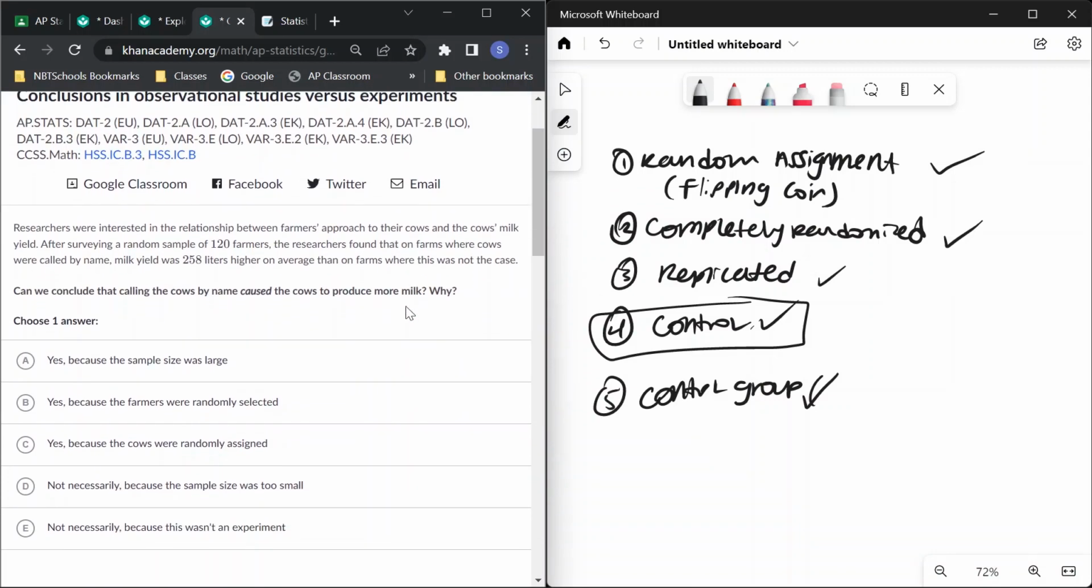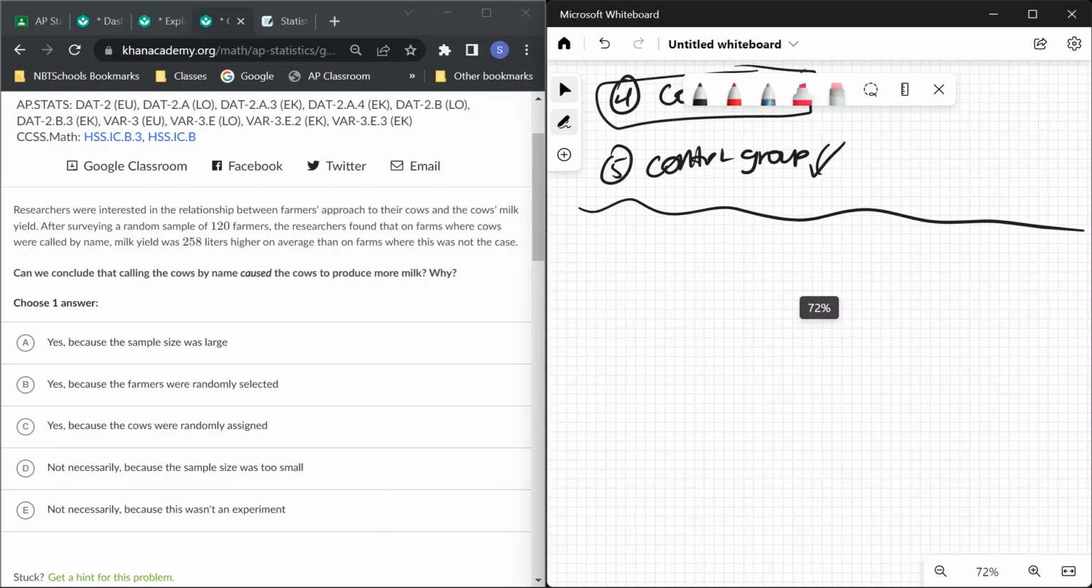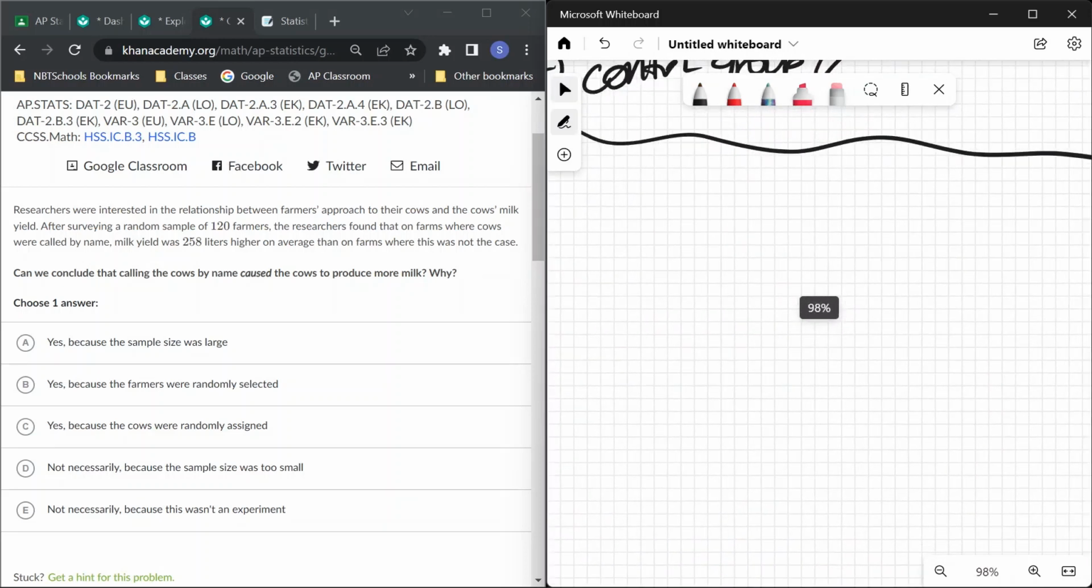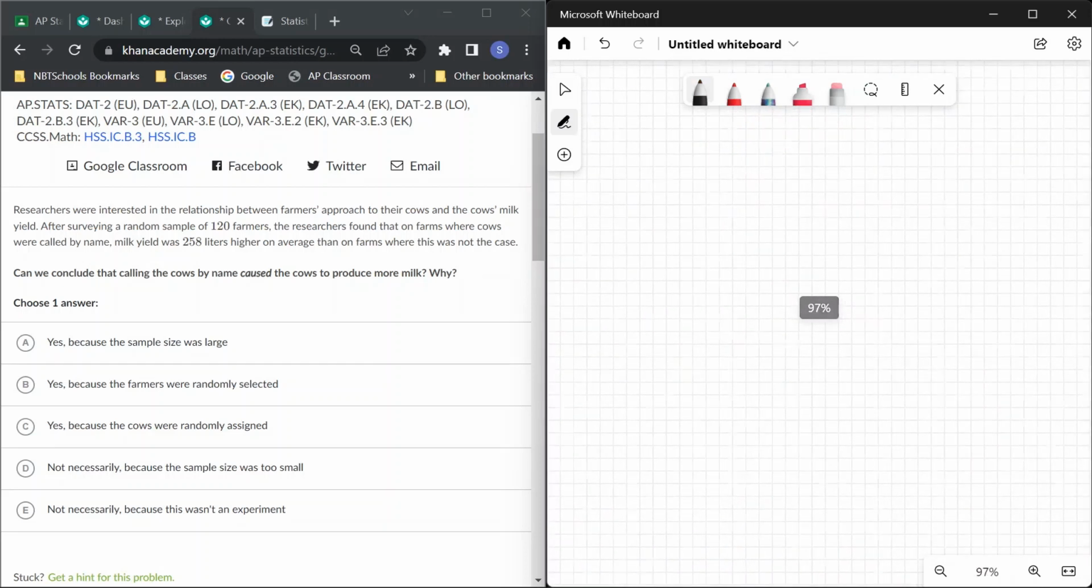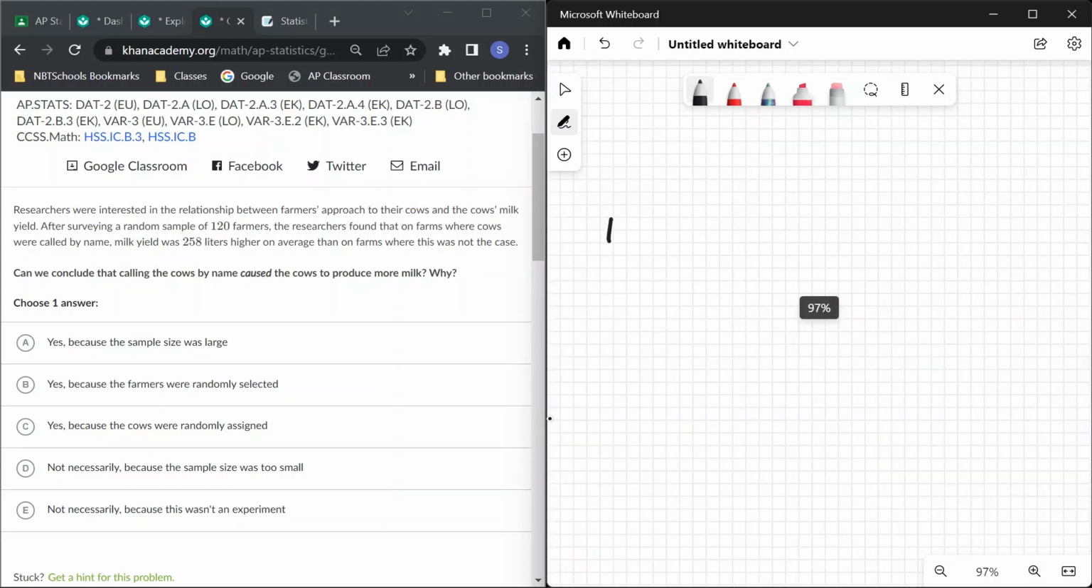Okay. Researchers were interested in the relationship between farmers' approach to their cows and the cow's milk yield. After surveying a random sample of 120 farmers, the researchers found that... I was reading it, yet I have no idea what I read. What's wrong with me? Okay, let's start again. Researchers were interested in the relationship between farmers' approach to their cows and the cow's milk yield. So basically, how the cows are treated and how much milk they give. After surveying a random sample of 120 farmers.